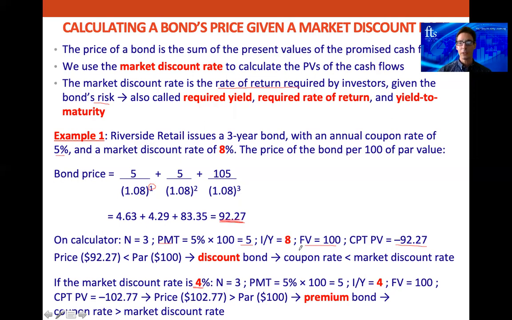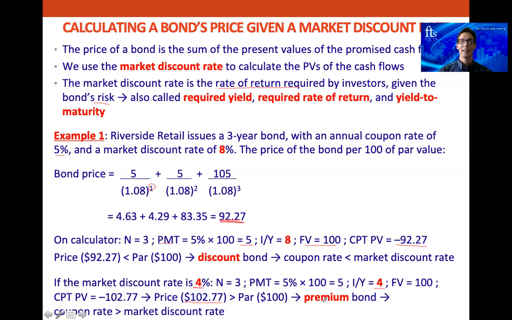The only thing we need to change in the calculator is the yield, the required return, from 8 to 4. And we hit the present value. So now we can see that the price is above the par. So now it's a premium bond.